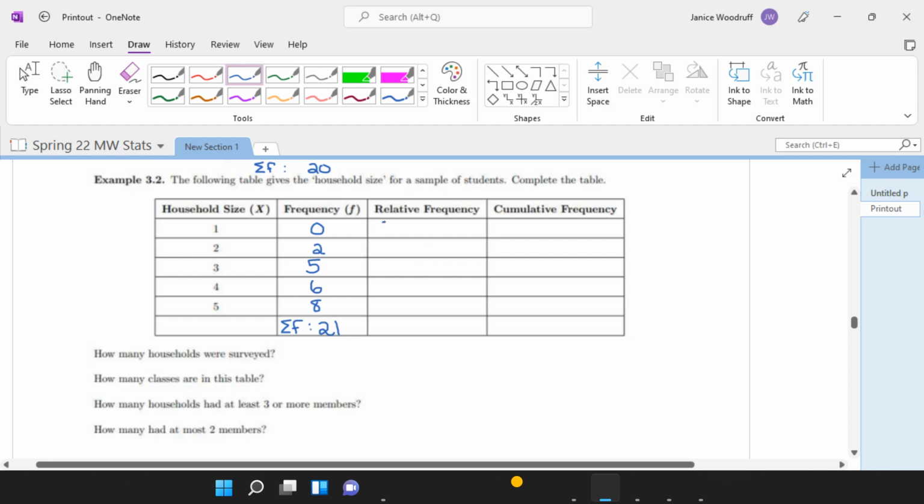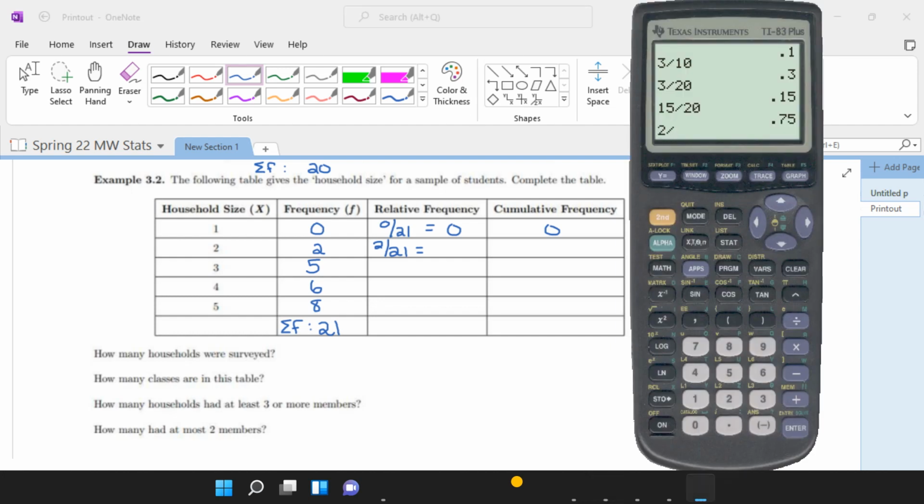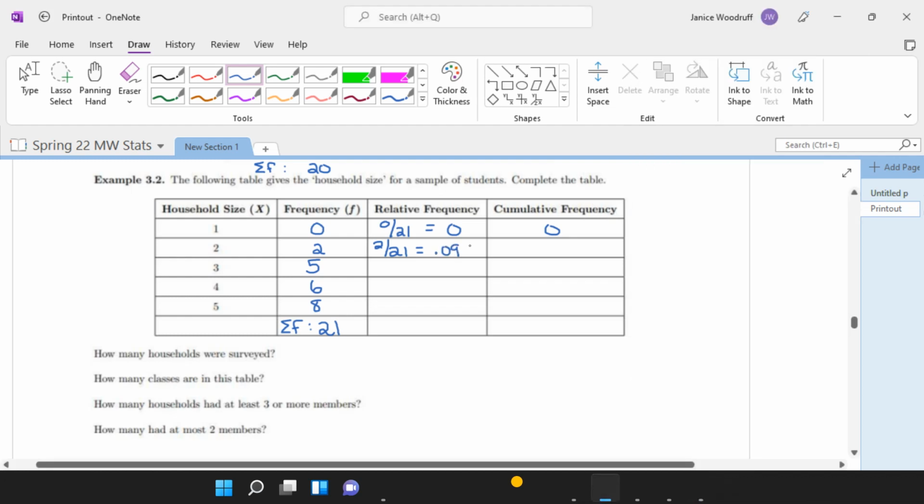So then we'll do the relative frequencies for each category. So for a household size of 1, it's 0 out of 21. So that would just be 0. Cumulative frequency, I'm just adding the columns as I go. So that's just 0. Next one, I have 2 out of 21. So here I would do 2 divided by 21. And that would give me, and we'll do 3 decimal places, 0.095 for that relative frequency. Then the cumulative frequency, you're just adding 0 plus 0.095. So that's 0.095.